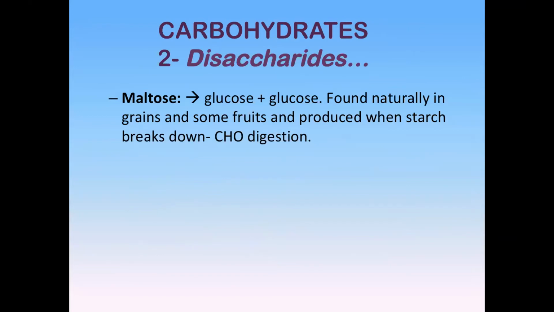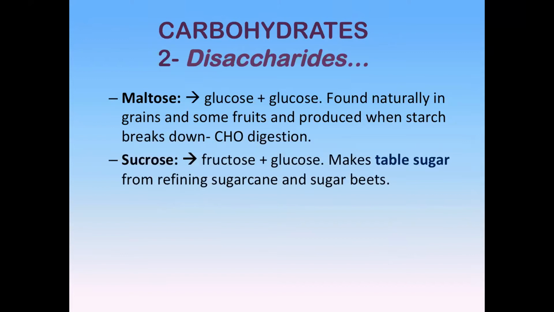Maltose is made of 2 glucose molecules, found naturally in grains and some fruits, and produced when starch breaks down. So we can also have maltose made from the breaking down of the complex sugar. We have the sucrose. Sucrose is the table sugar, and we all use sucrose. We all have it in our houses. It's made of fructose and glucose. And of course, it's made from refining sugarcane and sugar beets.